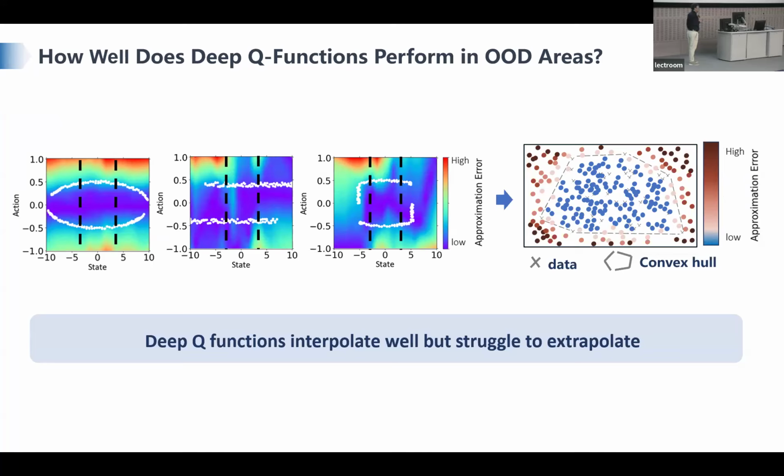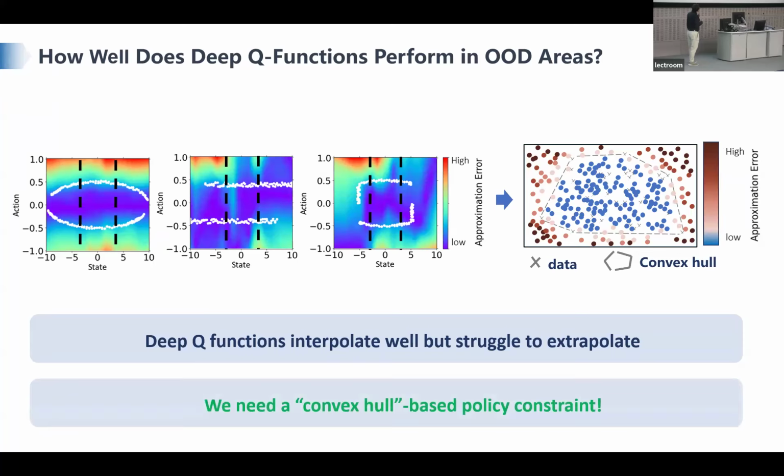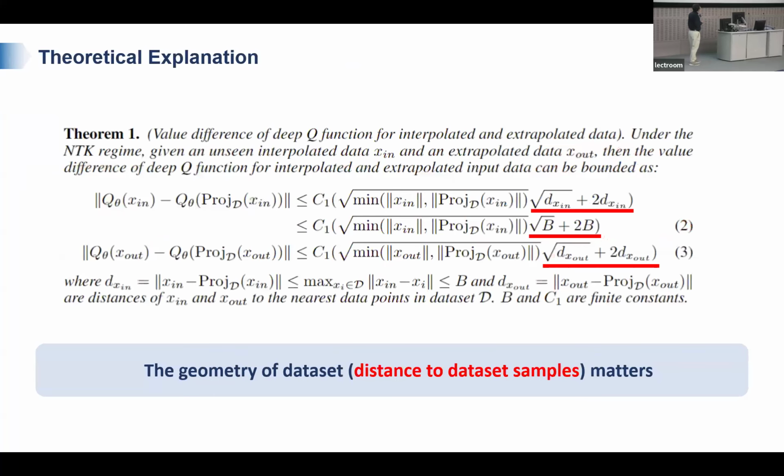This actually agrees with some of the findings in supervised learning. They also find something similar: deep neural networks can interpolate well, but struggle to extrapolate. That implies: what if we introduce a convex hull-based constraint instead of a data distribution-based constraint? We also show in theory, under mild conditions, that the value difference between an arbitrary sample and a sample in the dataset can be strictly bounded for interpolated samples, but can be arbitrarily large for extrapolated samples, depending on the distance between the two.